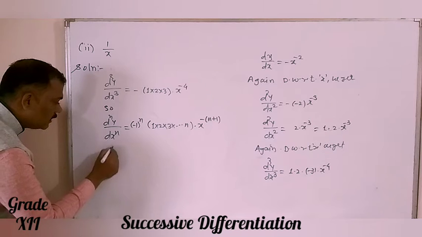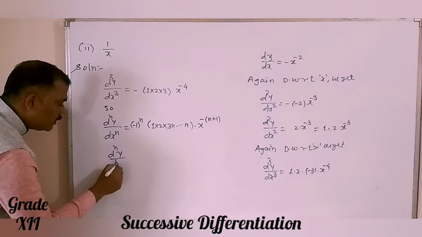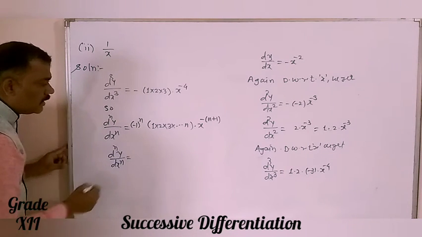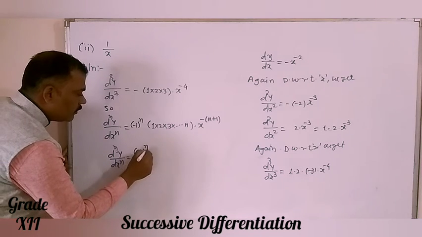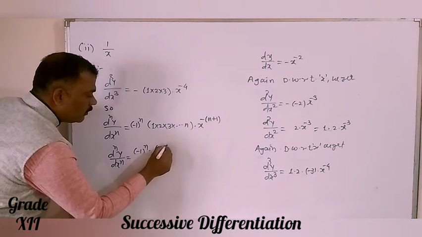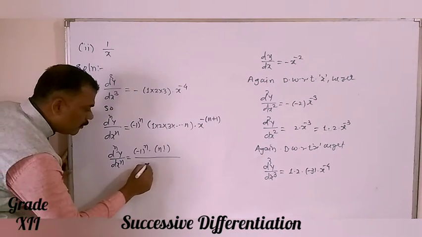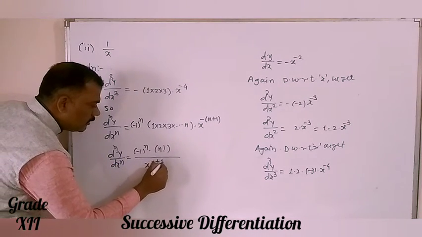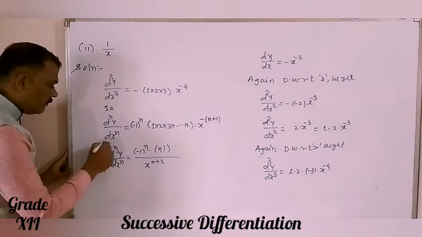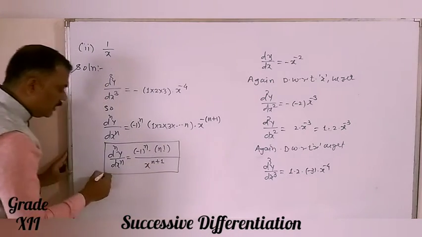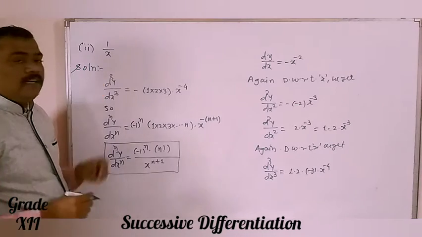So we write the nth order derivative. The final answer is that the nth order derivative of y with respect to x is nothing but minus 1 raised to n into n factorial divided by x raised to n plus 1, where in the denominator the sign will be positive. It is the required nth order derivative of this second example.